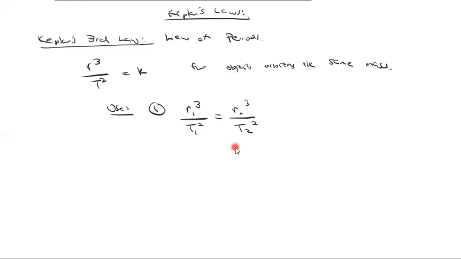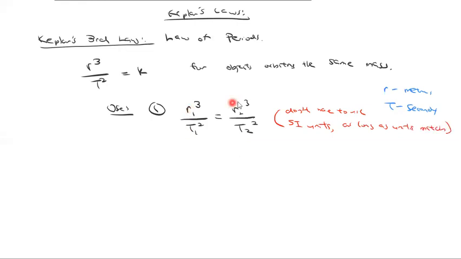Technically, the SI units, of course, R is meant to be in meters. T is a period, so it's meant to be in seconds. But just so you know, if you're doing it the first way, where you're just comparing one object to another, you don't have to use SI units. You simply need to make sure that the units match. If you're working in kilometers, then that's in kilometers. If you're working in years, that's in years. If you're working in astronomical units, that's in astronomical units.